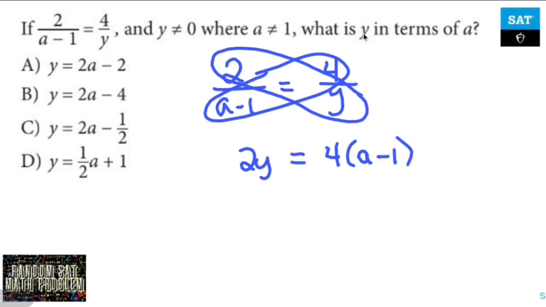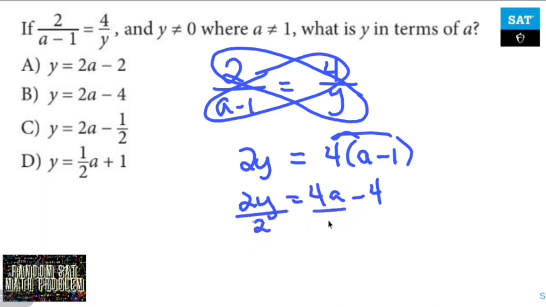I'm supposed to get y all by itself. It's not, but what I want to do first is distribute that 4 because it would probably look a little bit cleaner if I did. 2y equals 4 times a is 4a, and 4 times negative 1 is negative 4. Y is not all by itself, so I'm going to divide everything by 2. When you divide an entire equation by 2, you divide everything by 2.